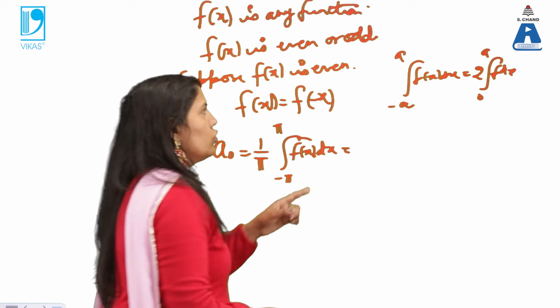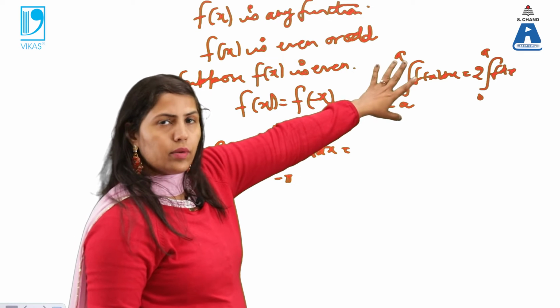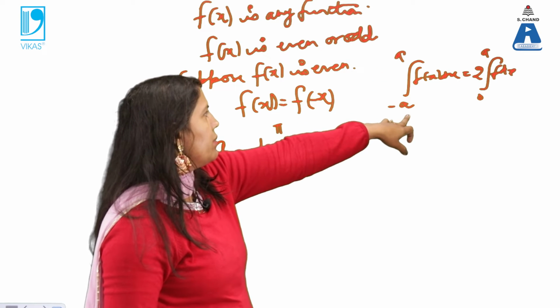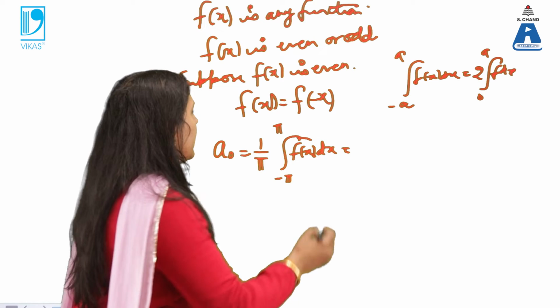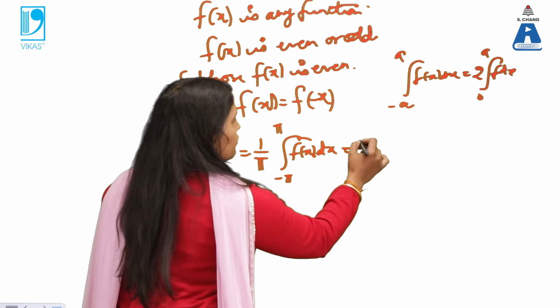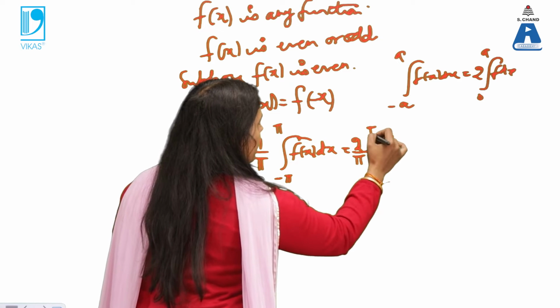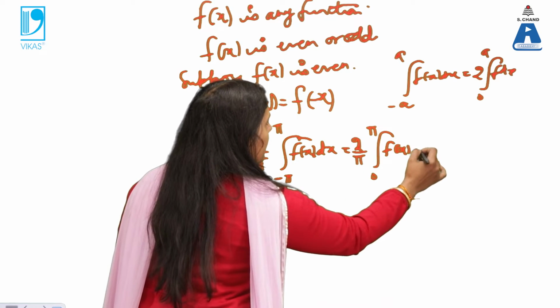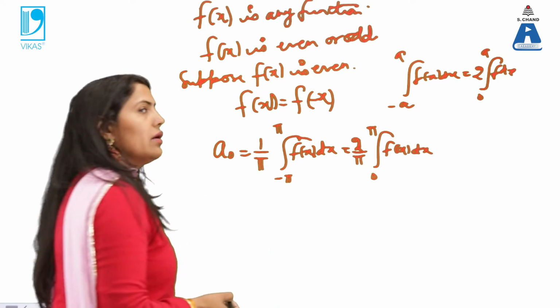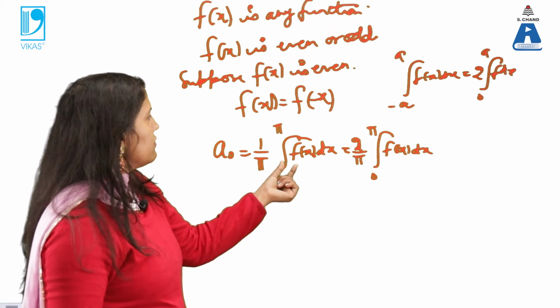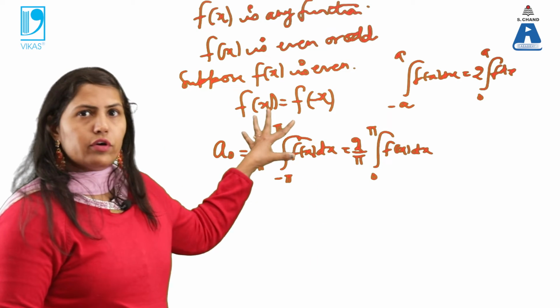It means you just take twice, and the limits will go from 0 to a. The same thing we can do because the function is even. So the formula will become 2 by pi, and the integration part gets easy. That is why you should check if the function is even or odd.